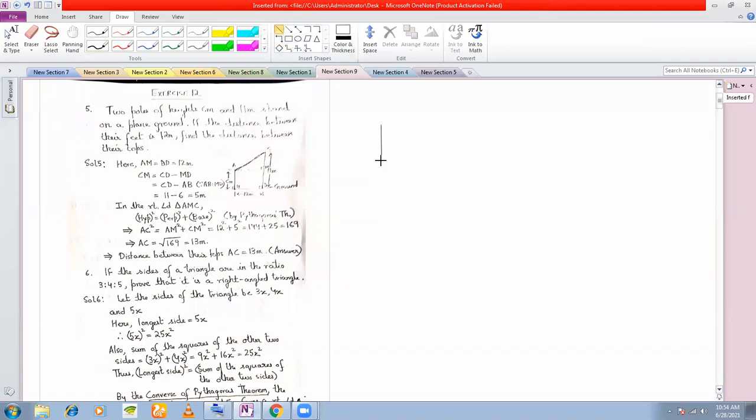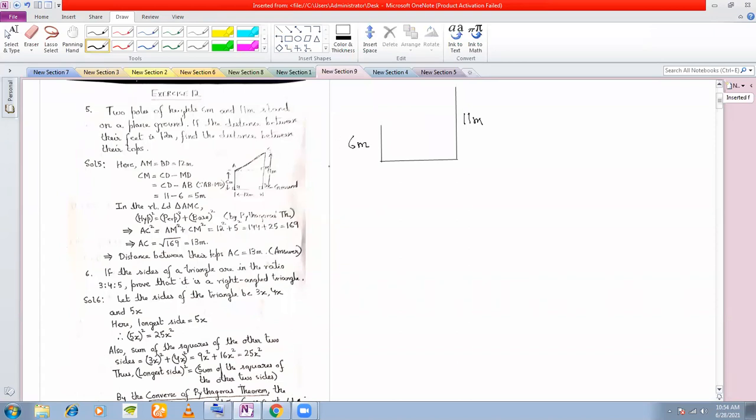Say this is one pole and say this is the other pole. They are both on the ground. So what are the heights? The taller one is 11 meters. The shorter one is 6 meters.